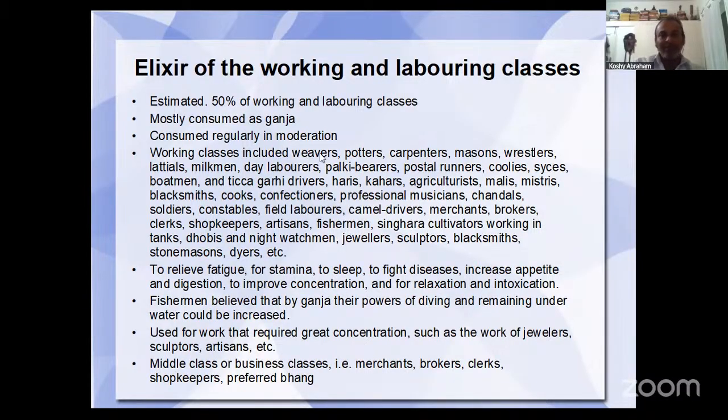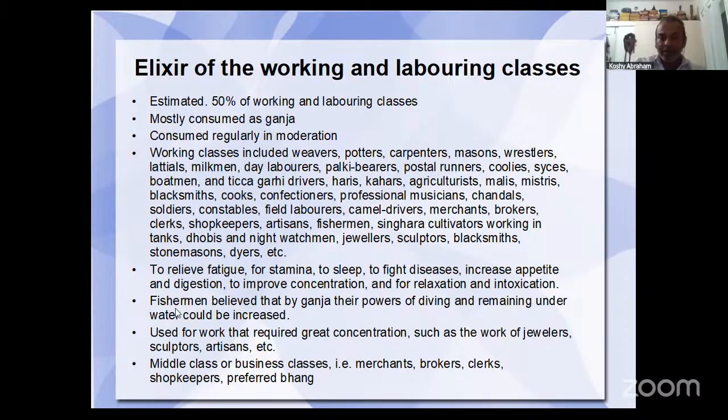So the commission mentions these various categories, but it essentially shows that it was used more or less by the entire working classes in India. Especially by people who were involved in very hard physical labor, such as palki bearers, postal runners, coolies. If you see, almost this entire set of people were involved in hard labor. The primary benefit of it was to relieve fatigue, to improve stamina, to sleep better at night, and of course to prevent diseases, to increase appetite and digestion, to improve concentration, and of course at the end of a day's work to relax and to intoxicate oneself and feel better.